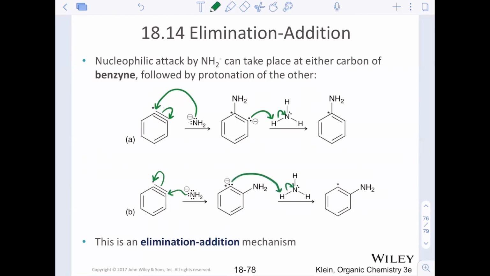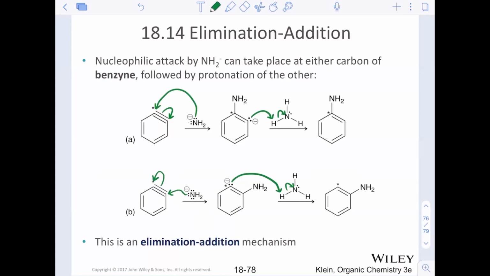So it's eliminate first and then add. It's the opposite of nucleophilic aromatic substitution. Nucleophilic aromatic substitution added the nucleophile first, then formed the Meisenheimer complex, and then eliminated the leaving group. This eliminates the leaving group first, forms a benzyne intermediate, and then does the addition of the nucleophile.